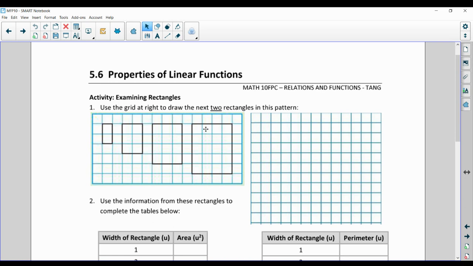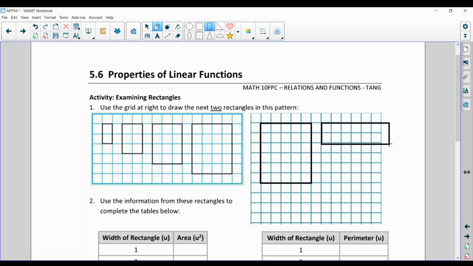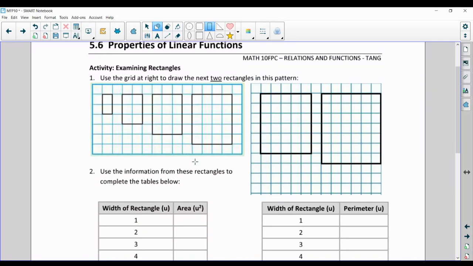So this one here is a 4 by 5, which means our next one should be a 5 by 6. So I have to make sure to go 5 across, 3, 4, 5, and 6 down. There we go. So our width is gaining 1 each time, and so is our length. And then our next one should be 6 across by 7 down. So those are the next two rectangles in the pattern.